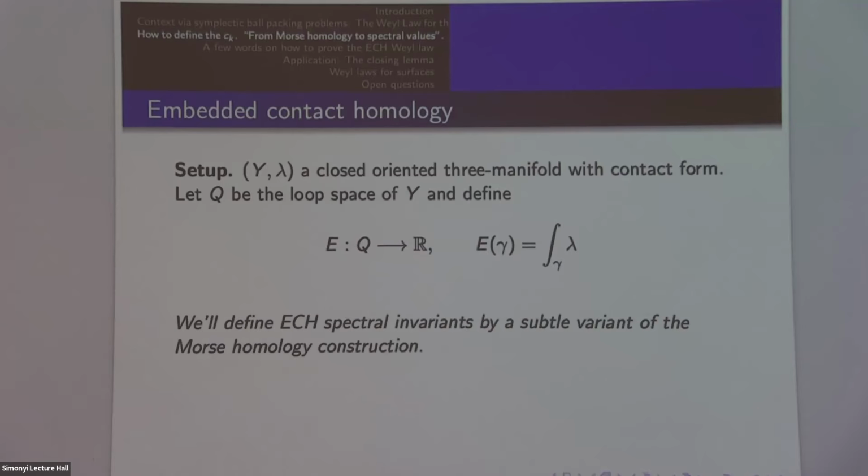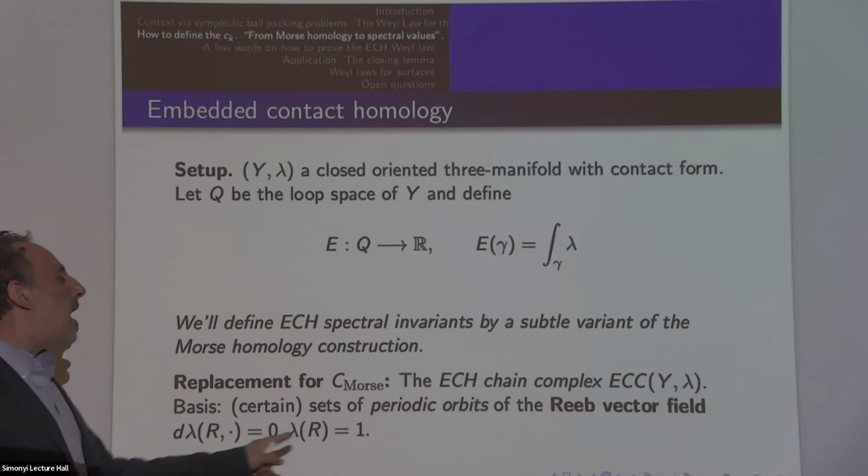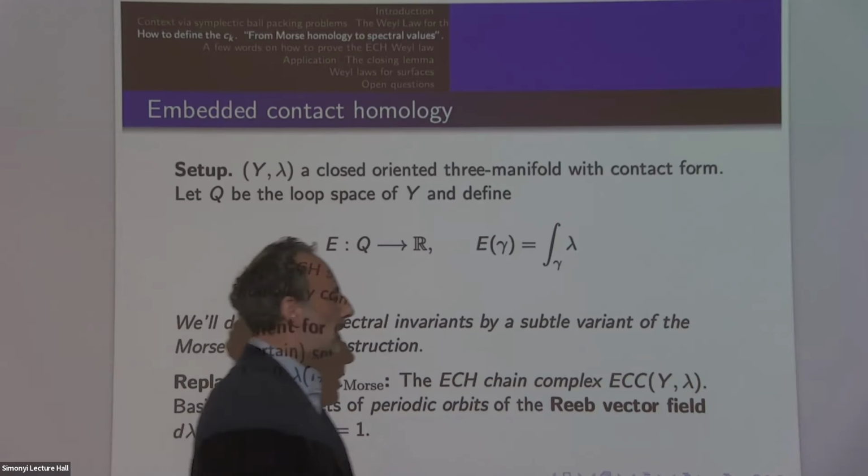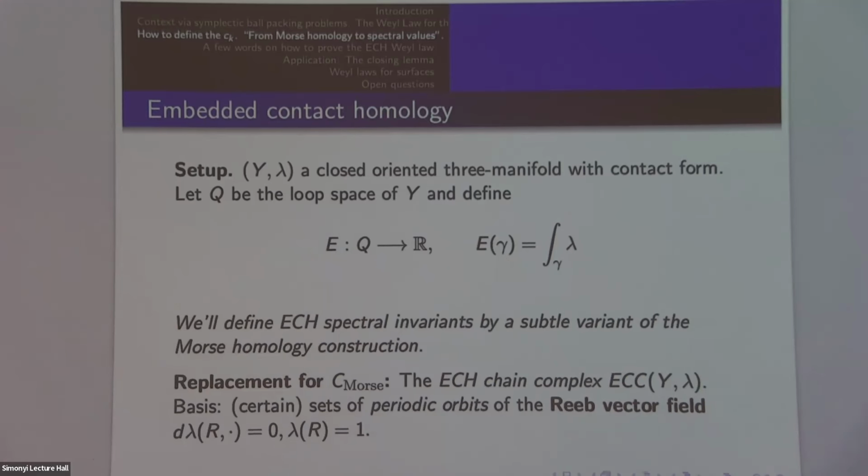Okay. Right. So as I say, we're going to implement the Morse spectral value construction, but it is going to be a little bit subtle, using this three-dimensionality in a subtle way. Okay, but we'll get there. All right. So what should be the replacement for the Morse chain complex? Well, remember that we were interested in the critical points of this functional. What are the critical points of this functional? The critical points are periodic orbits of this particular vector field called the Reeb vector field. So again, I have my running list of things here.